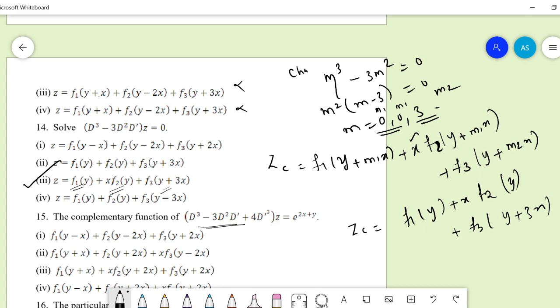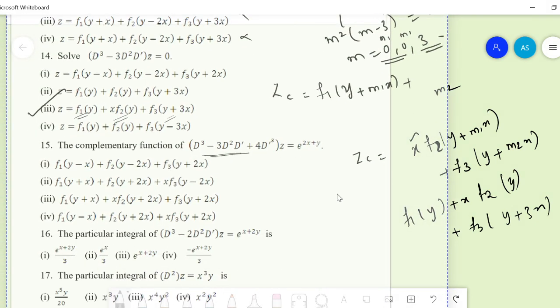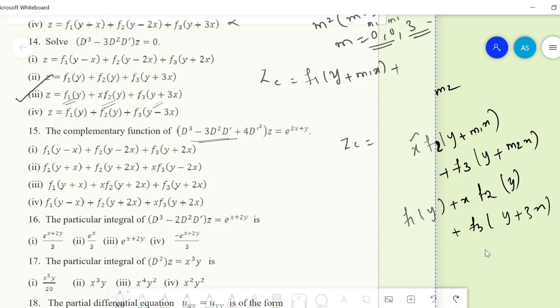Similarly, this problem can also be solved. For the complementary function, you only have to solve the left hand side. Next one.